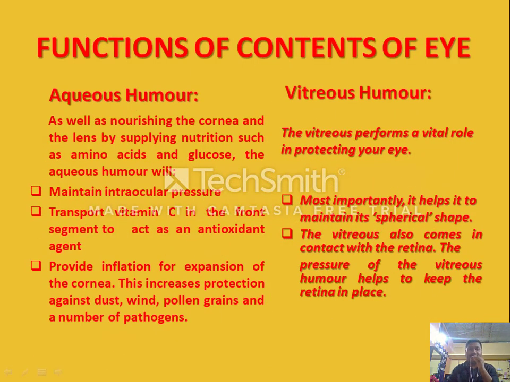So, functions of contents of eye. First, aqueous humor. As well as nourishing the cornea and the lens by supplying nutrition such as amino acids and glucose, the aqueous humor will maintain the intraocular pressure. The main function of the aqueous humor is to nourish the lens and the cornea, because the lens and the cornea lack blood vessels.